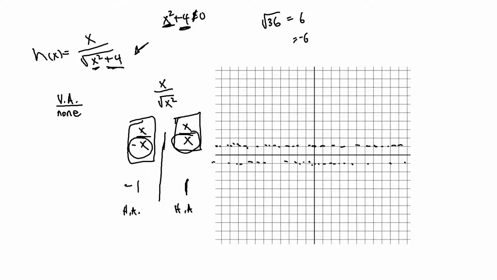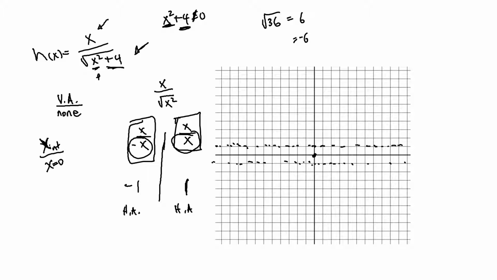So no vertical asymptote. That means that there are no discontinuities. There's no place where the graph is going to break. Let's think about our intercepts. What would our x-intercept be? Our x-intercept is anything that makes the numerator equal 0. So basically anything that makes x equal to 0. So when x is 0, we have an x-intercept. So there's our x-intercept.